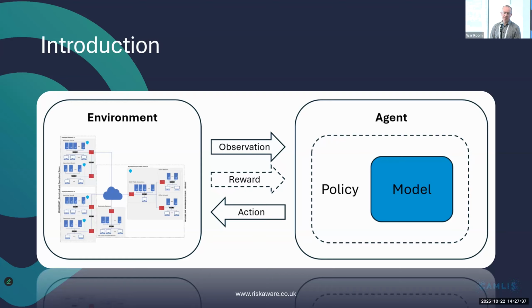The agent itself is comprised of a policy and a model, and in deep reinforcement learning agents, that model is a neural network. And the policy is responsible for training the model and also selecting actions based on the output of the model.